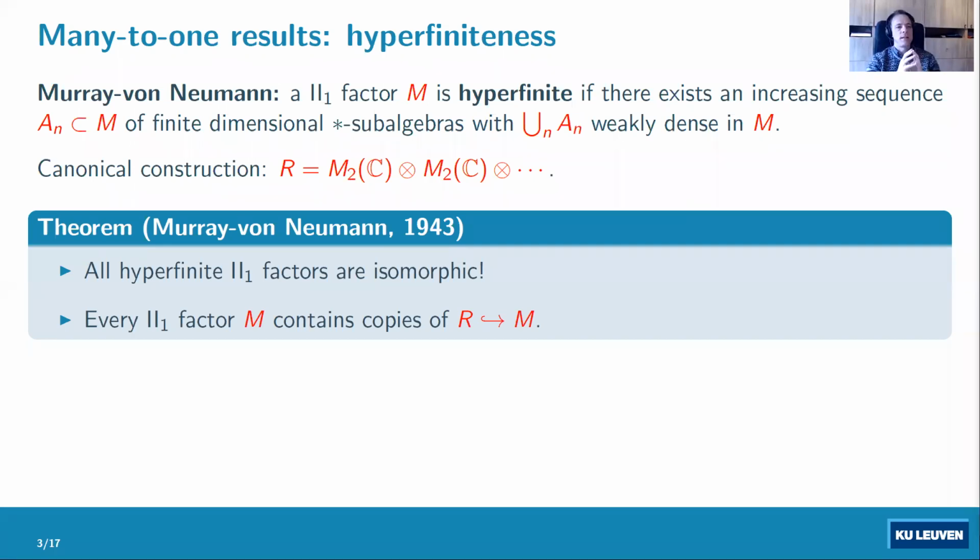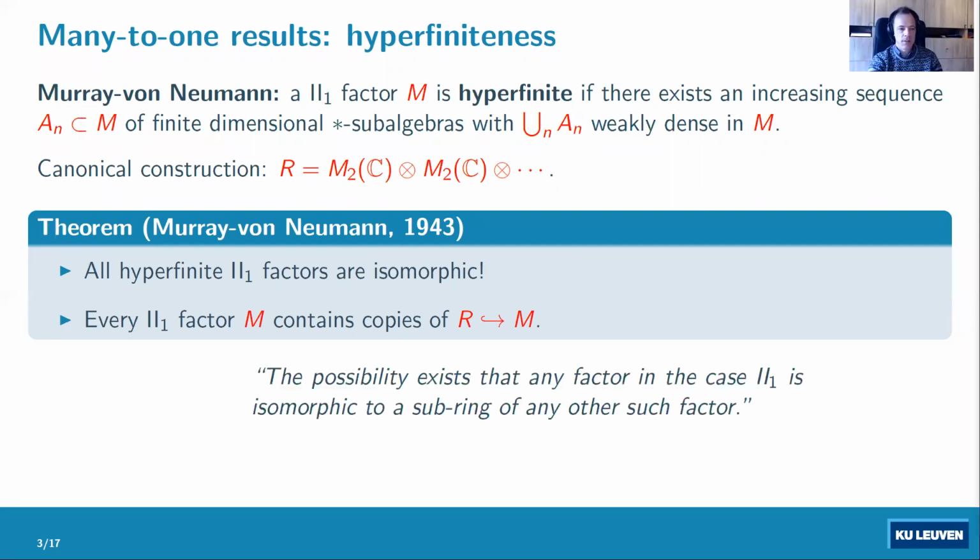Here you could still write explicit isomorphisms by tracing the proof of Murray and von Neumann, but still, I would say at that stage, it's a quite remarkable and surprising theorem that all hyperfinite II_1 factors are isomorphic, with separable predual, of course. In the same vein, they proved that every II_1 factor contains copies of the hyperfinite II_1 factor, and many of them, really many of them. They actually write a funny sentence in that paper in '43. They write that the possibility exists that any factor in the case II_1 is isomorphic to a subring of any other such factor. So they don't exclude in their paper that mutual embeddability of II_1 factors always holds.